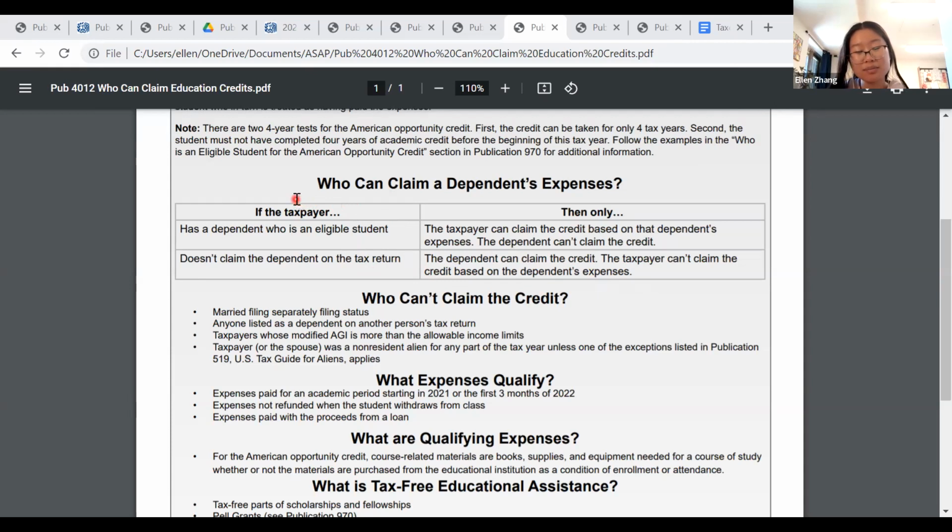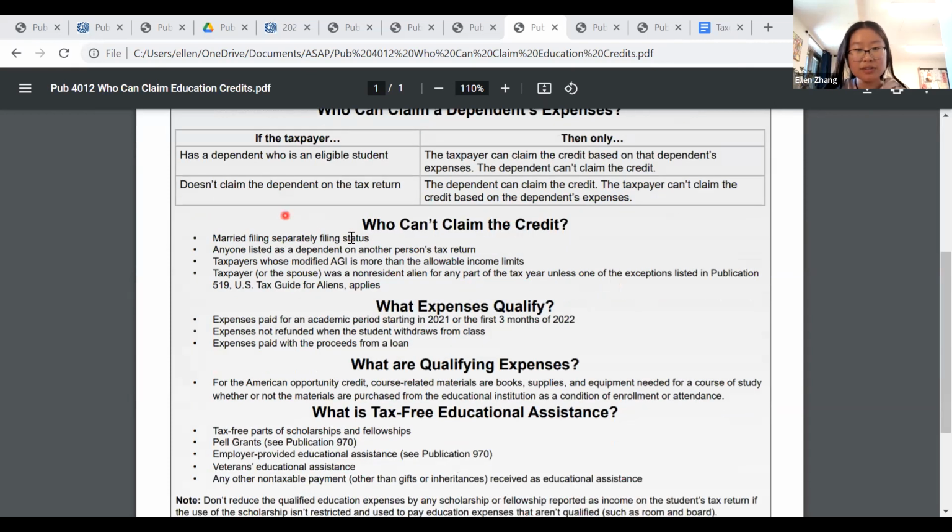If you can be claimed by someone else, you most likely will not be able to use this credit. But if no one claims you, then this credit is entirely yours. So again, a few exceptions to people who can claim this credit.